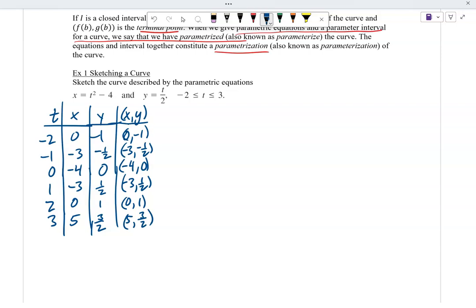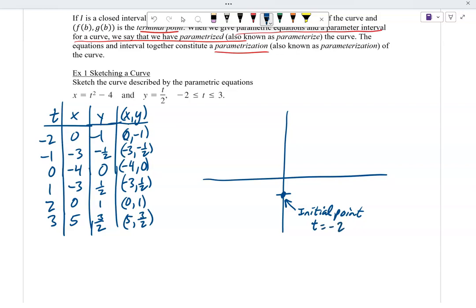And so let's go ahead and sketch these parametric equations. When t is negative 2, it spit out (0, negative 1). So this is my initial point when t is negative 2. It spits out an x of 0 and a y of negative 1. And then when t is negative 1, I get (negative 3, negative a half). When t is 0, I get (negative 4, 0). So this is t being negative 1. This is t being 0.